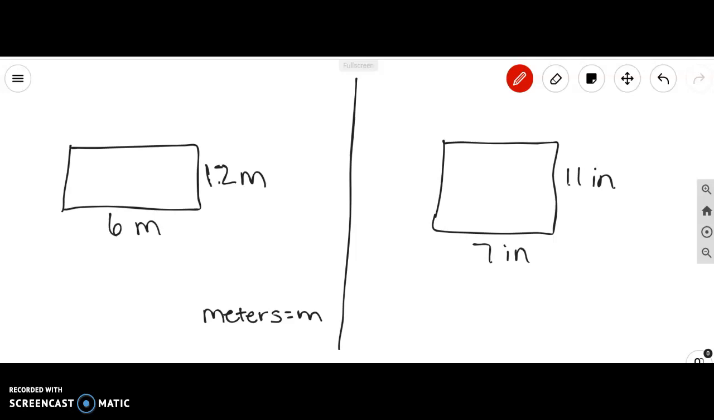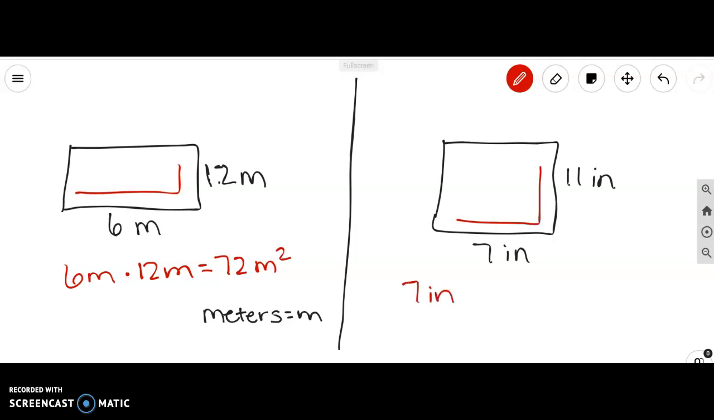Alrighty, great. Now that you've solved them, let's go ahead and see if your answers are correct. So we have the length times the width. So we will have 6 meters times 12 meters. And that equals 72 meters squared. And then over here we have length times width. We have 7 inches times 11 inches. That equals 77 inches squared.